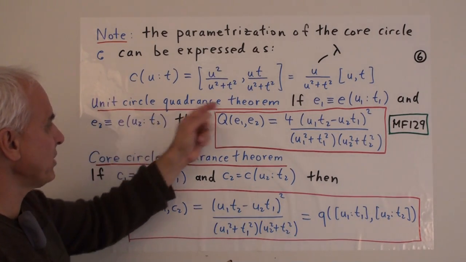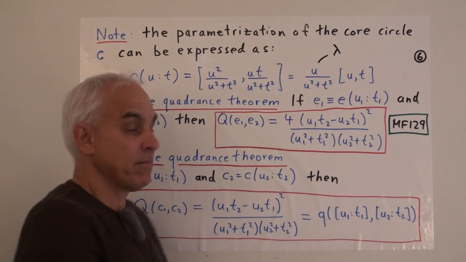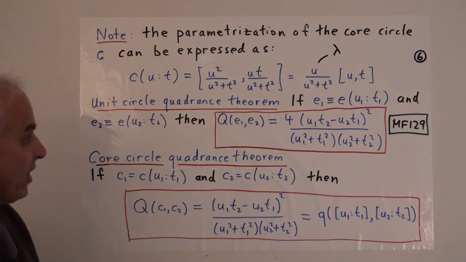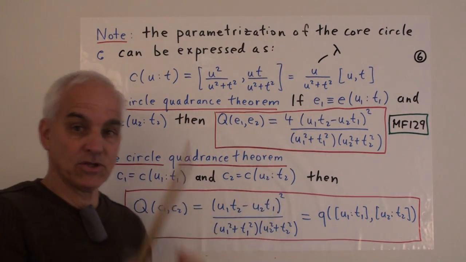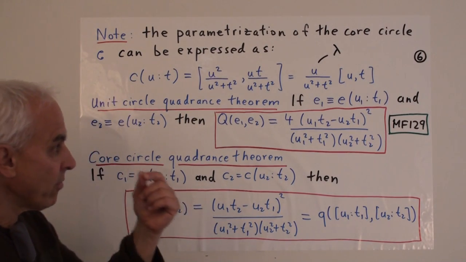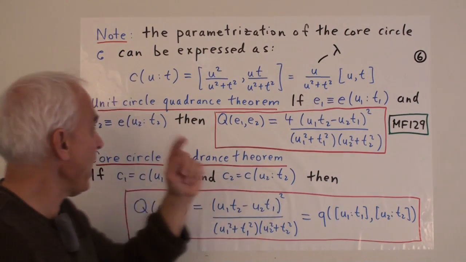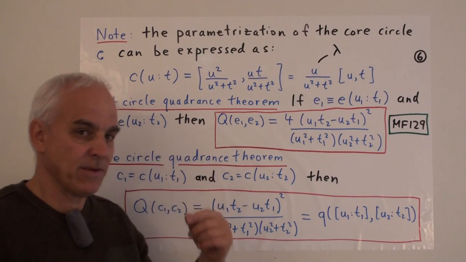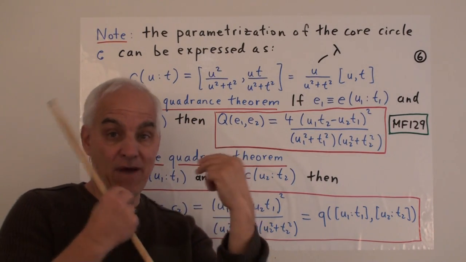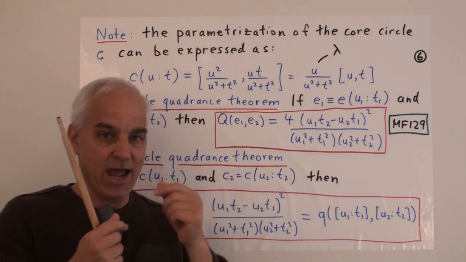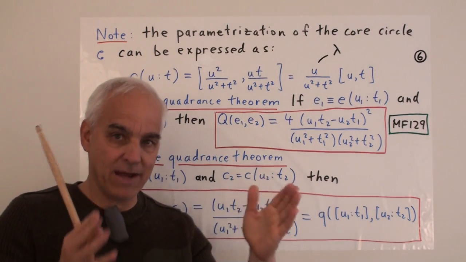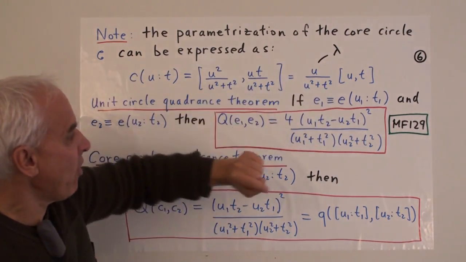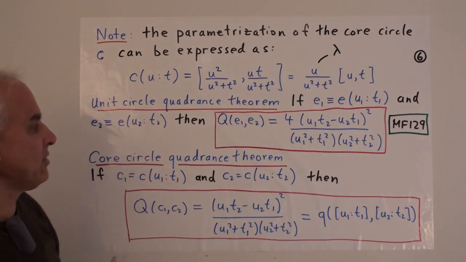This is the unit circle quadrance theorem, and it was derived in Math Foundations 129. You might want to have a review of that. It told us that if we have two points, E1 and E2, on the unit circle, whose projective parameters were u1 to t1 and u2 to t2, then the quadrance between those two points, and we're talking about capital Q, that means affine quadrance, change in x squared plus change in y squared, that kind of affine quadrance, was equal to the following expression involving the four numbers u1, t1, u2, t2.